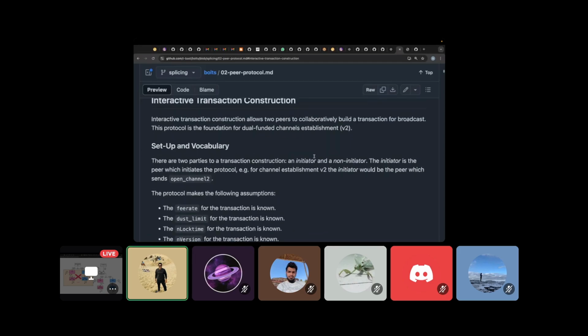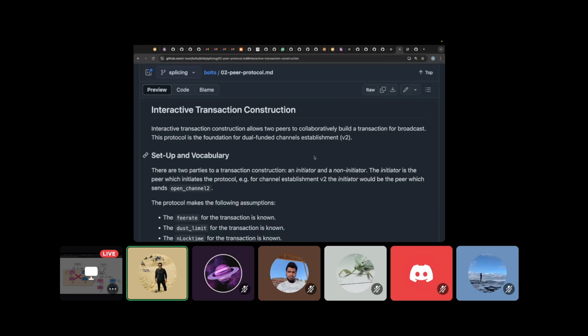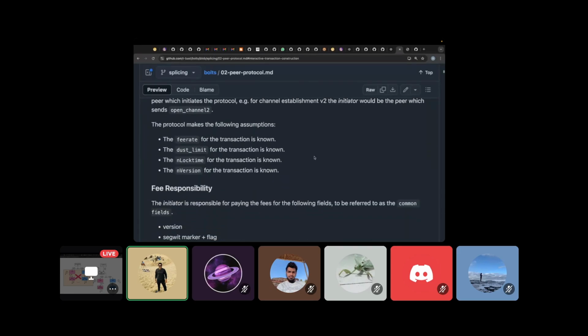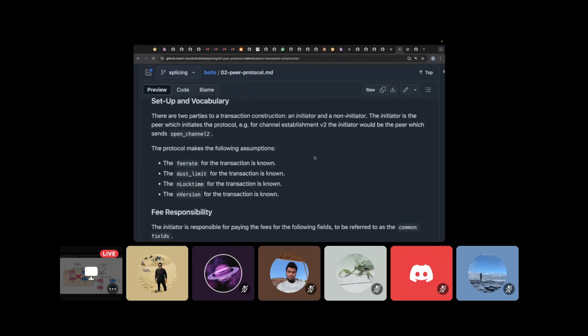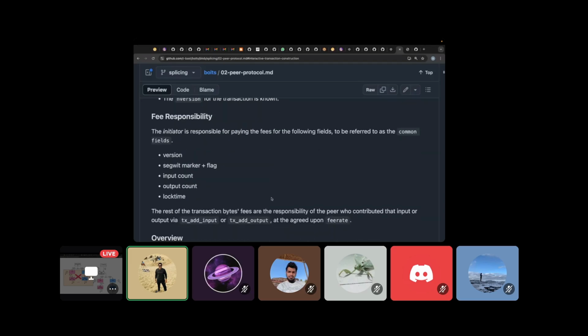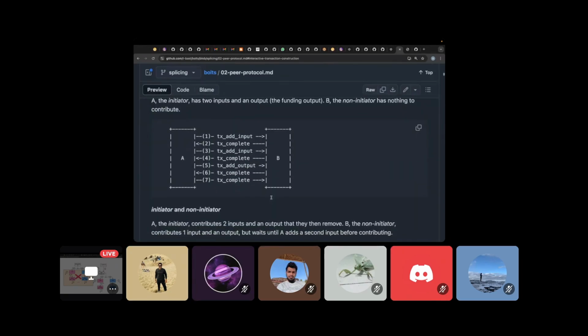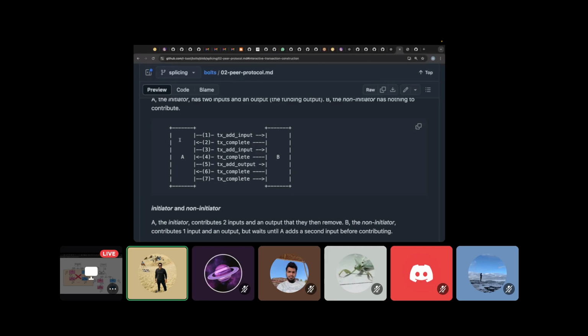So this interactive transaction construction would be used in dual funding as well as splicing. The protocol makes the following assumptions: the fee rate is known, the dust limit is known, the nLockTime and nVersion are known. Here A and B are two nodes which are willing to build a Bitcoin transaction. A sends a TX input, B sends TX complete, A sends another TX input, B sends TX complete.